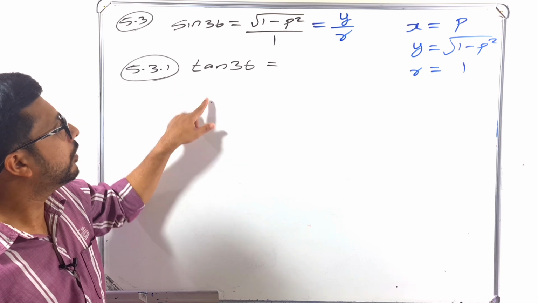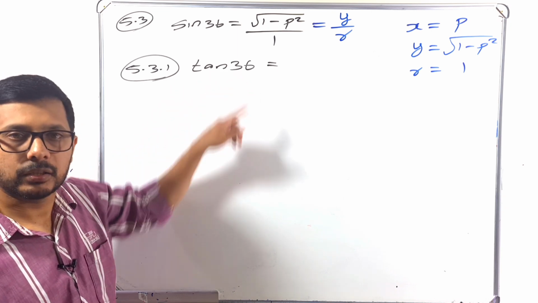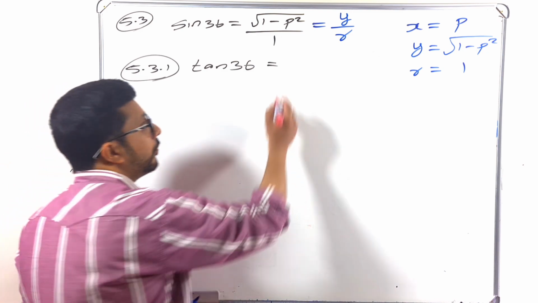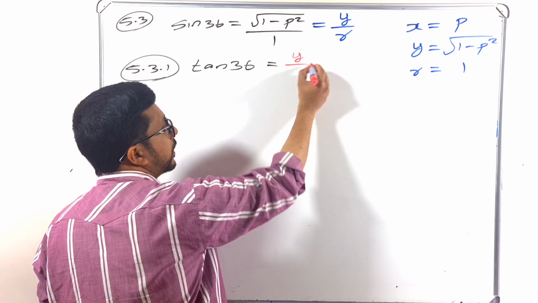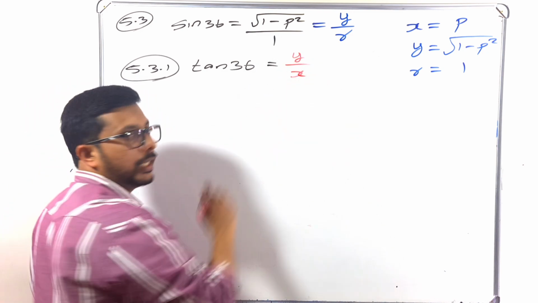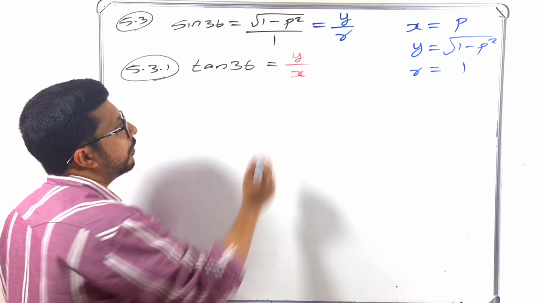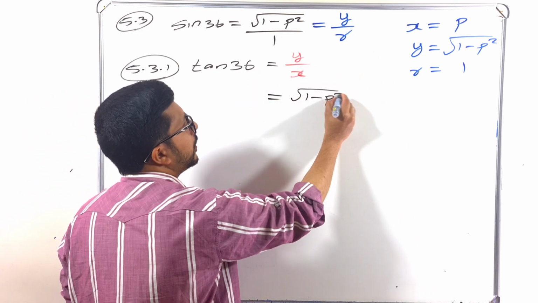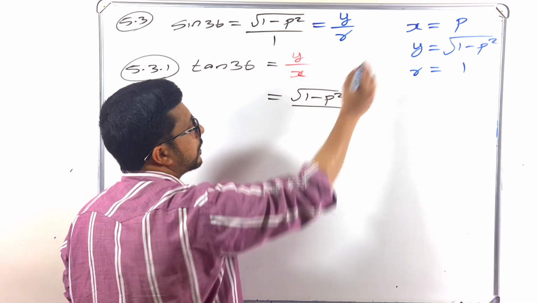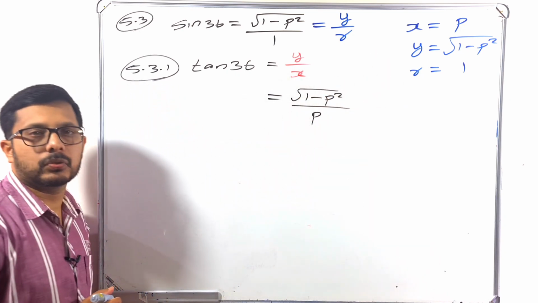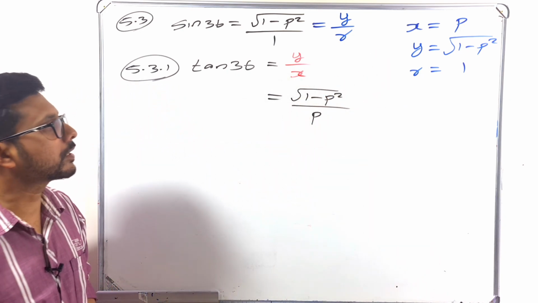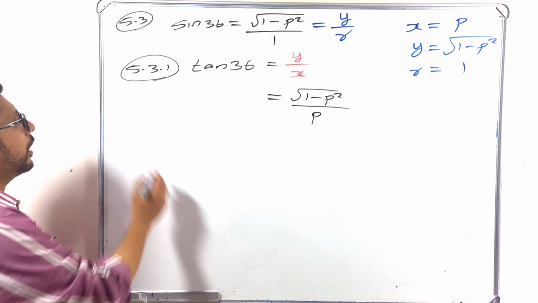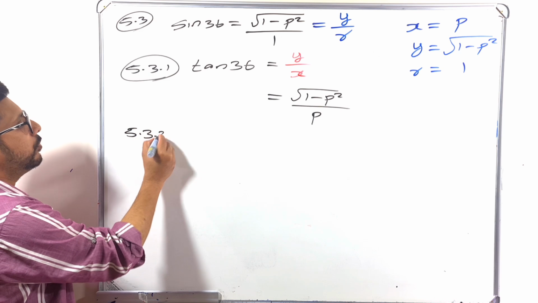Anyway, what is the definition of tan? Opposite side by adjacent. In terms of y and x, y over x. So here what is y? Root of 1 minus p square, divided by what is x? P. So the answer for that tan 36 is root of 1 minus p square divided by p.